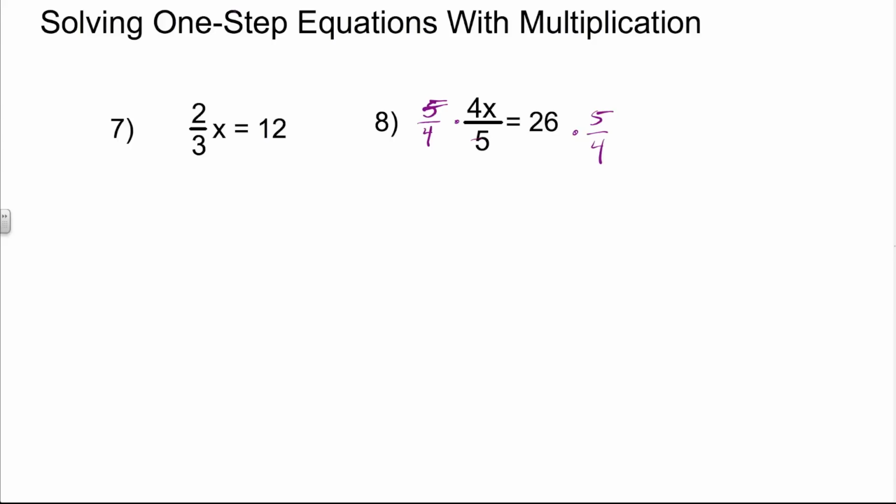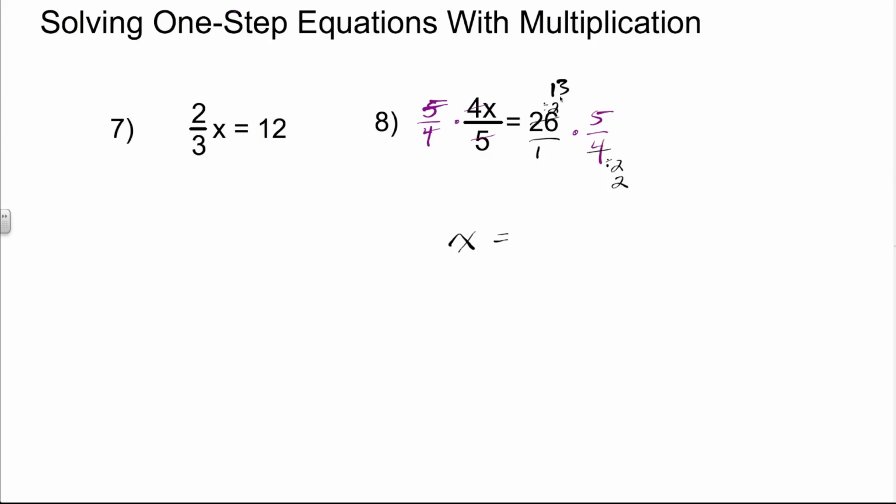The 5's divide out on the left-hand side. The 4's divide out on the left-hand side, isolating our variable of x. On the right-hand side, we can cross-cancel. 4 and 26 have a common factor of 2. 4 divided by 2 is 2. 26 divided by 2 is 13.